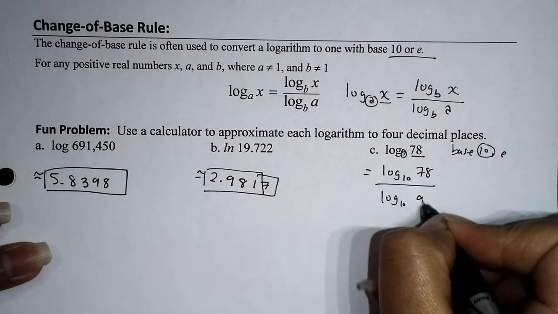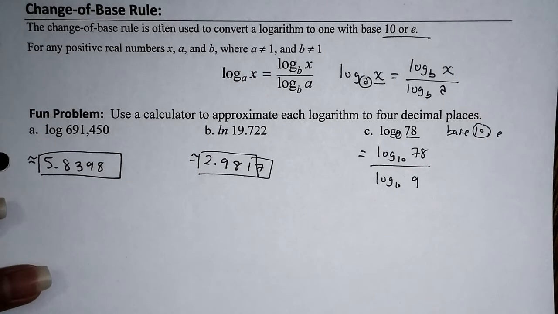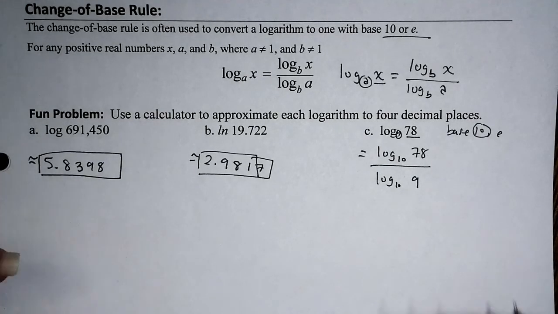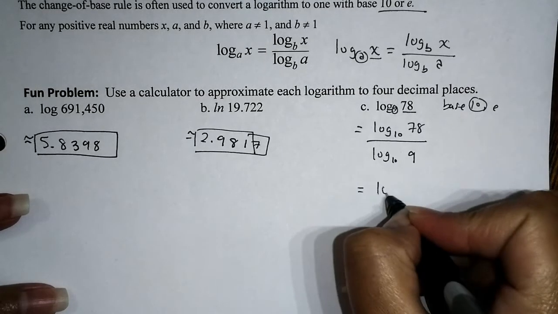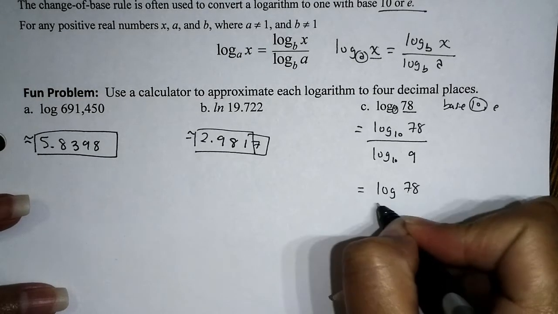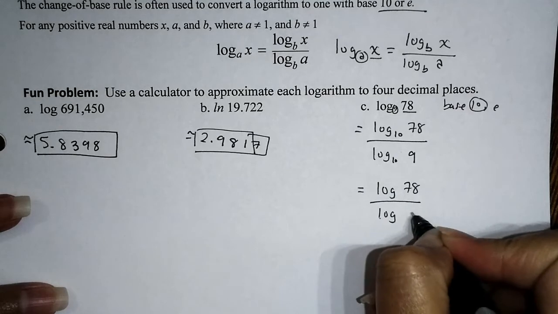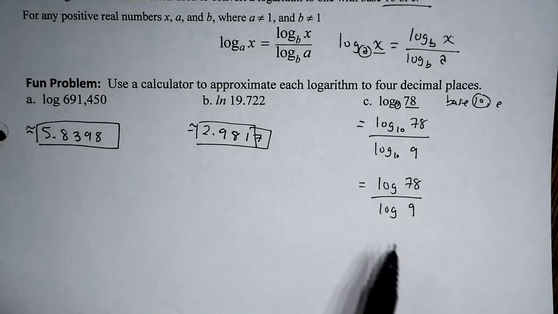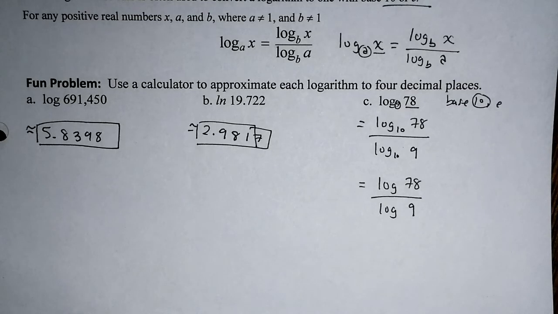But bear in mind that in mathematics, when the base of a logarithm is 10, we never write it, so why start now? Okay, so we have logarithm of 78 over logarithm of 9. The reader would know that if a base is not highlighted, then the base of the logarithm is 10.